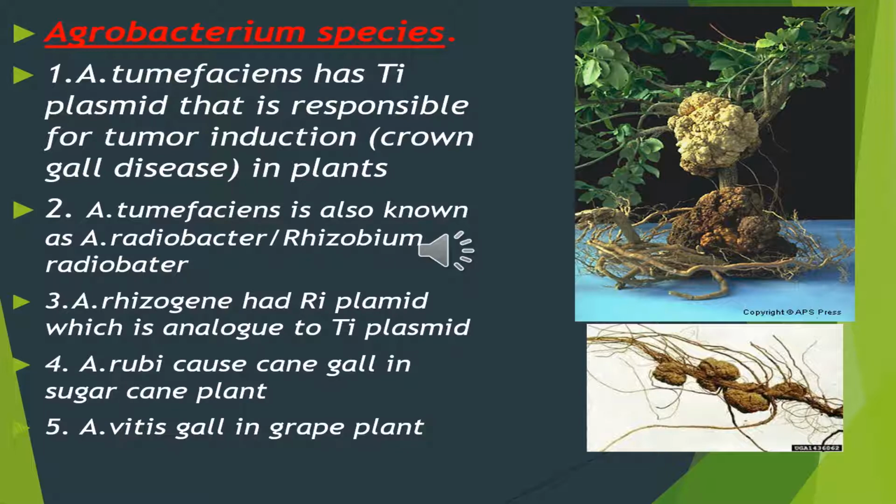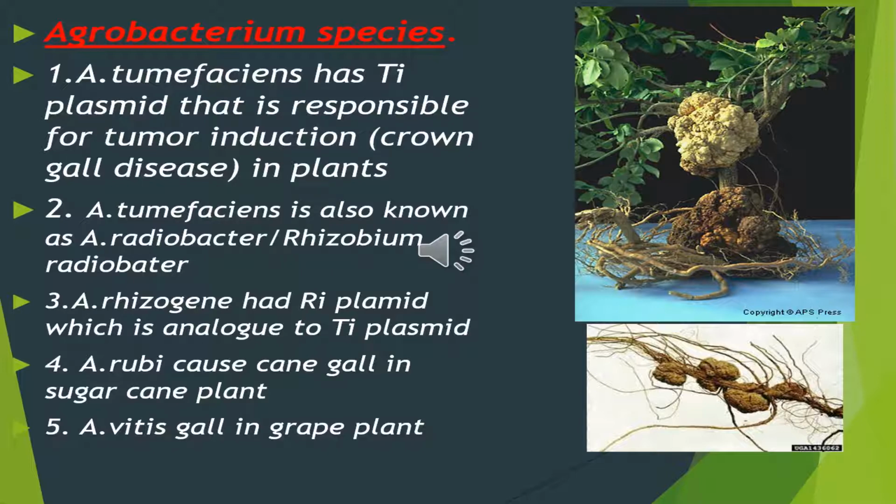Apart from Agrobacterium tumefaciens, we have more Agrobacterium species that are responsible for different diseases. So let us see them one by one. Agrobacterium tumefaciens has Ti, that is tumor inducing plasmid, and that is responsible for tumor induction, which is also called crown gall tumor in plants. Agrobacterium tumefaciens is also known by the names Agrobacterium radiobacter and Rhizobium radiobacter.